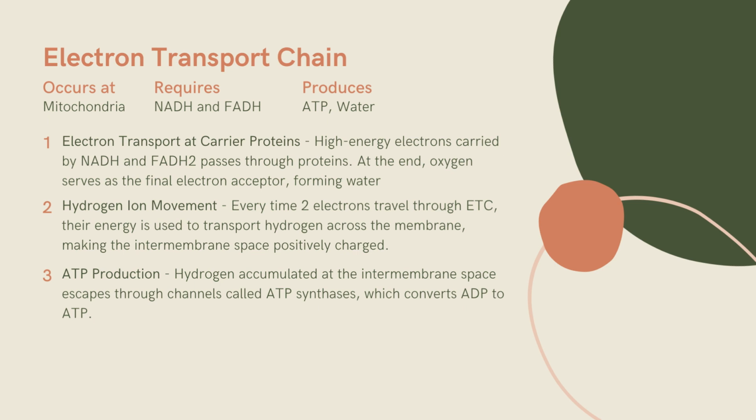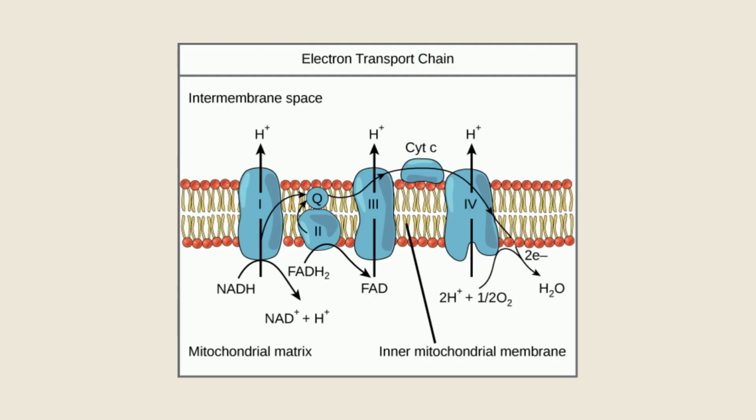And ATP production. So, how is ATP produced in this step? Hydrogen accumulated at the intermembrane space escapes through channels called ATP synthase, which converts ADP into ATP. So, when hydrogen is accumulating inside the intermembrane space, the hydrogen will now escape through a protein called ATP synthase.